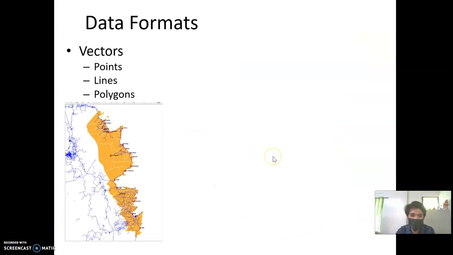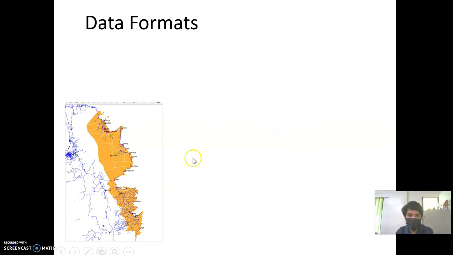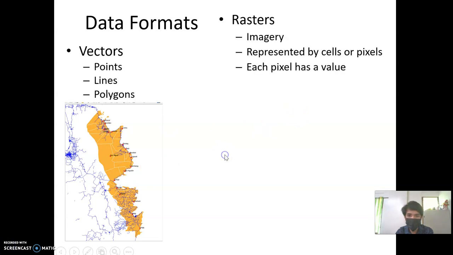Data formats, we have different data formats. For vector data, we have points, lines, and polygons. Again, we have different data formats. This is in vectors, which includes points, lines, and polygons.